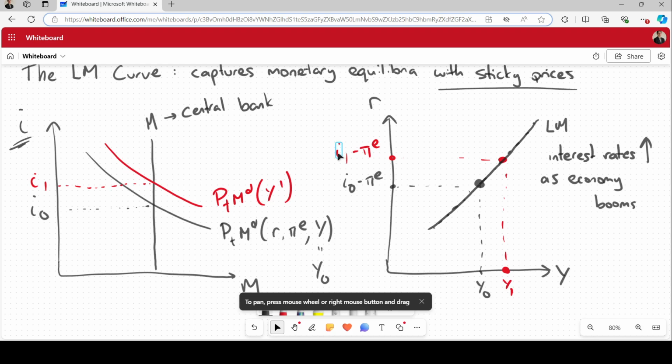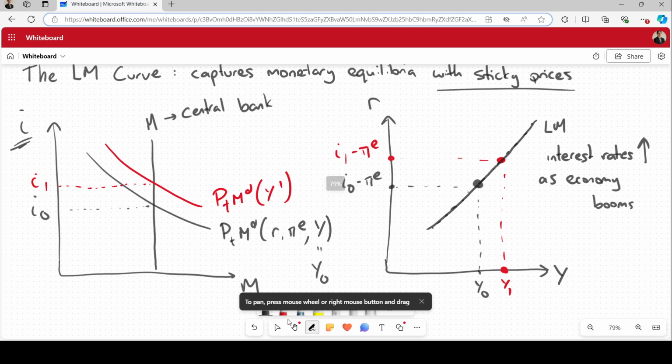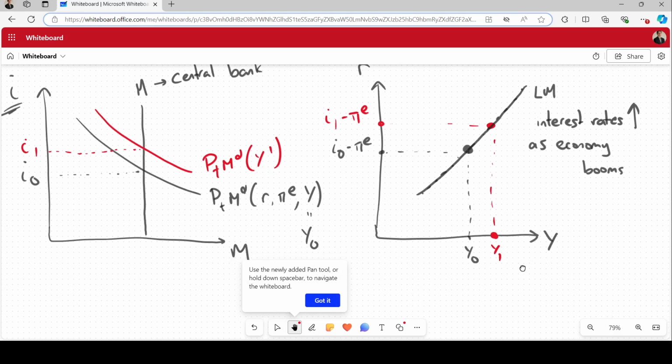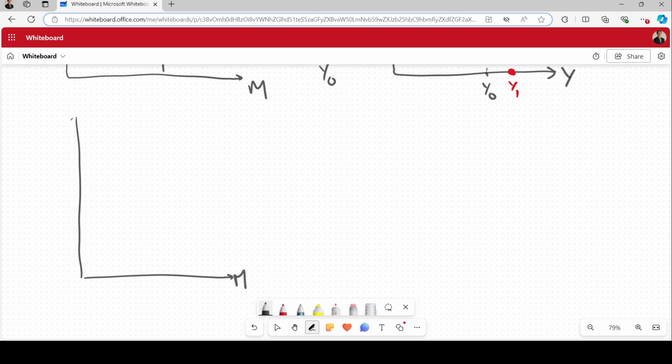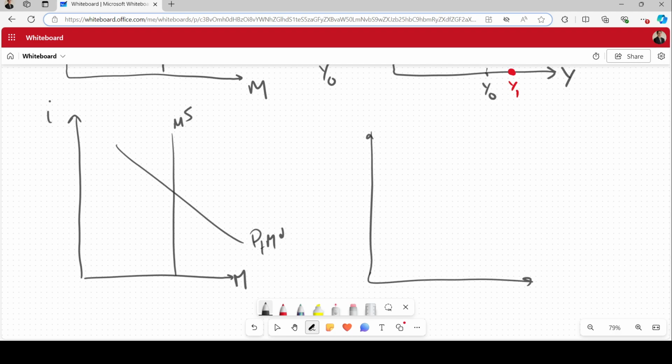So now let's think about using this LM curve. We're going to use this LM curve to actually say something about economic dynamics. So if I draw my markets again, and I'm going to remember to label my axes, I'm going to draw a money market with I, a money supply set by the central bank, and money demand. I'm now going to draw IS-LM equilibrium, and this is just a short run model. We have IS and LM. We have some initial nominal rate, I0, which implies a real rate based on inflation expectations.